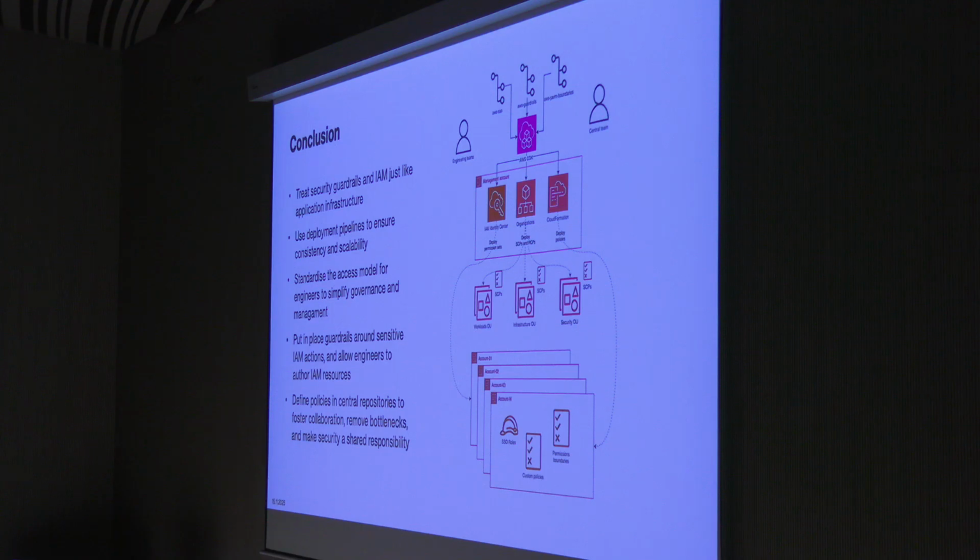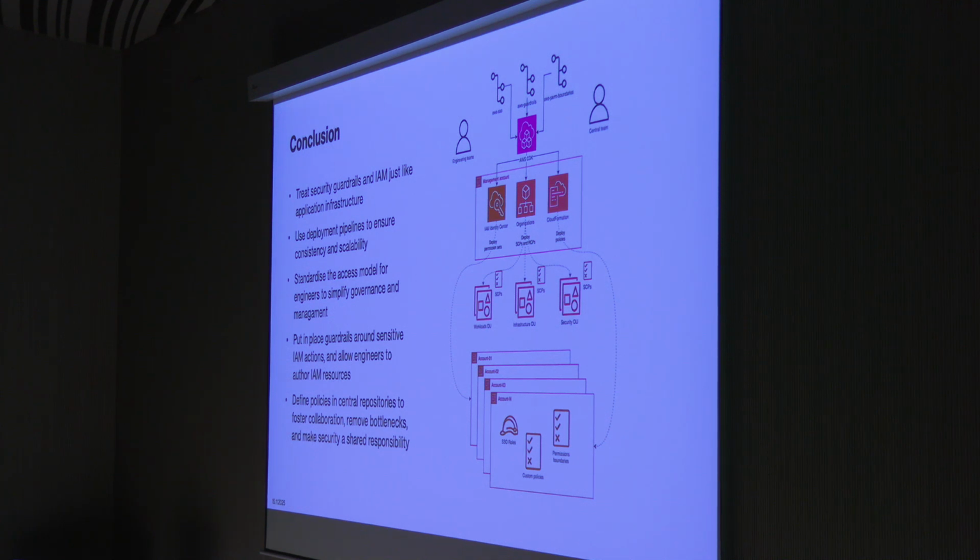So we should definitely treat security guardrails and IAM just like we treat our application infrastructure. We should define it with IaC. We should use deployment pipelines to ensure consistency and scalability. We should standardize the access model for engineers to simplify governance and management.